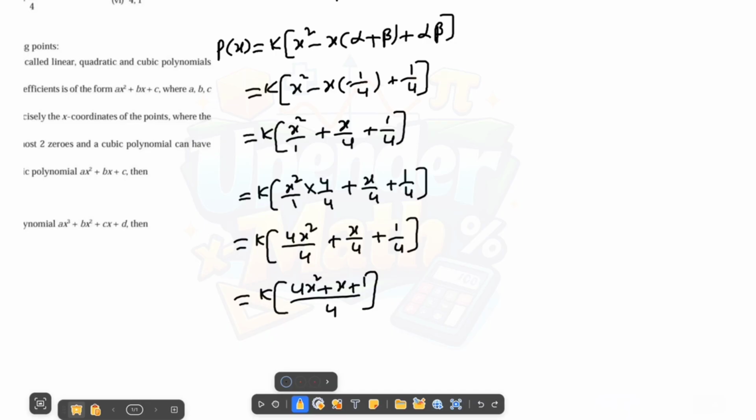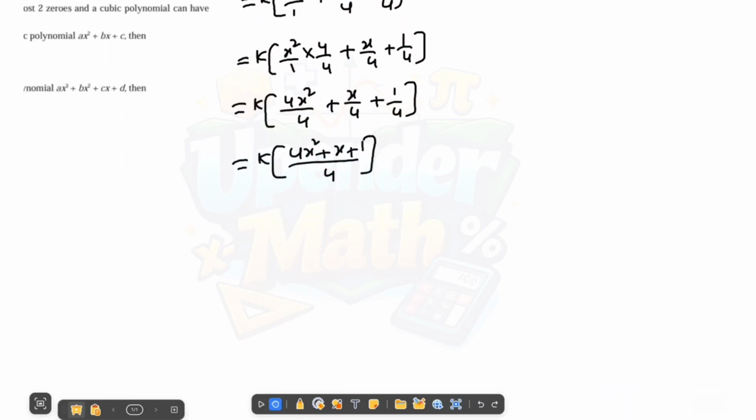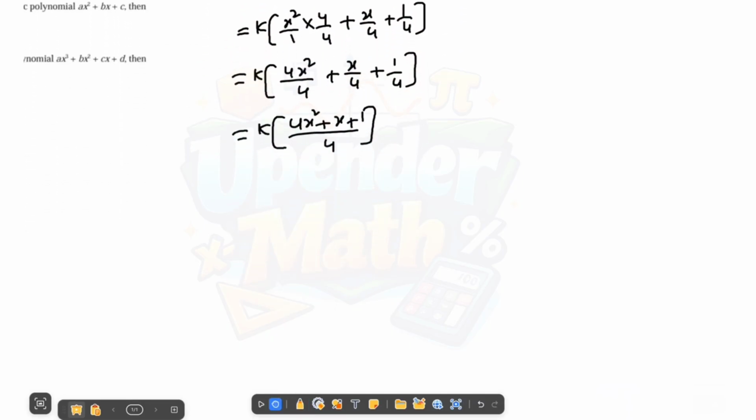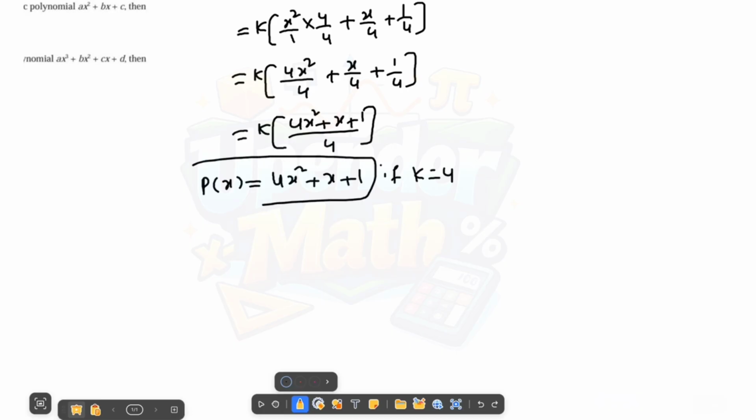Now if k is 4, here denominator is 4, right? If k is 4, k and 4 get cancelled. Now we will have p of x is equal to 4x square plus x plus 1 if k value is 4. So the required polynomial is this one.